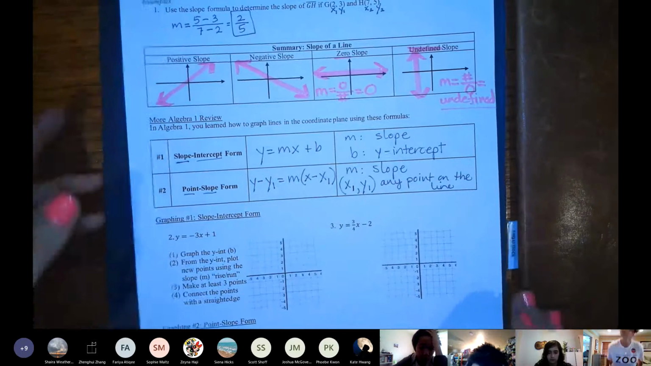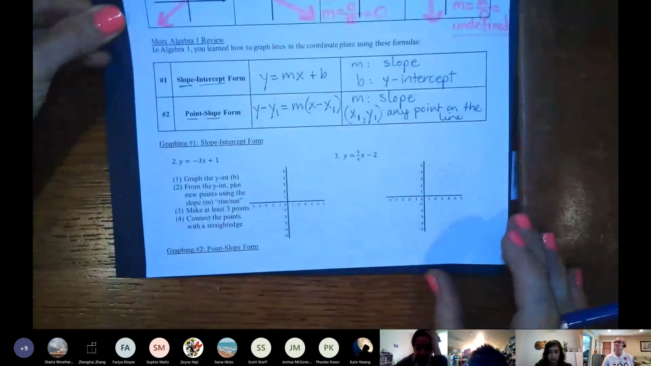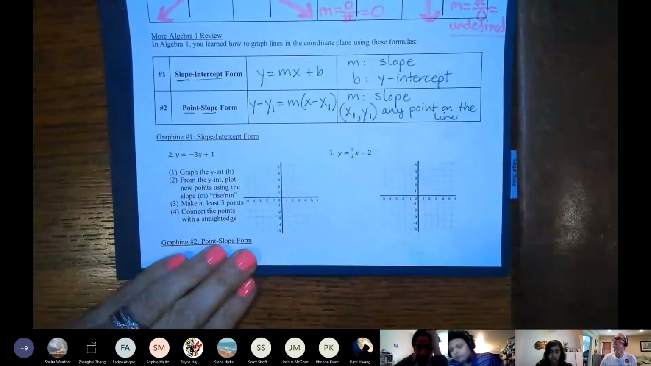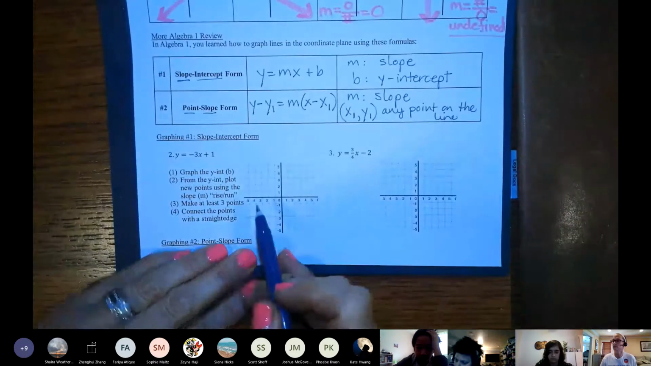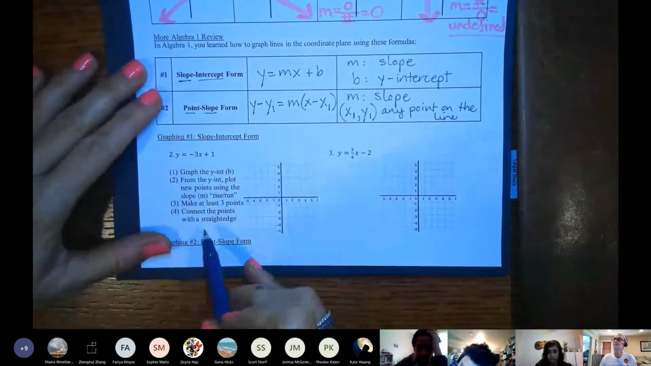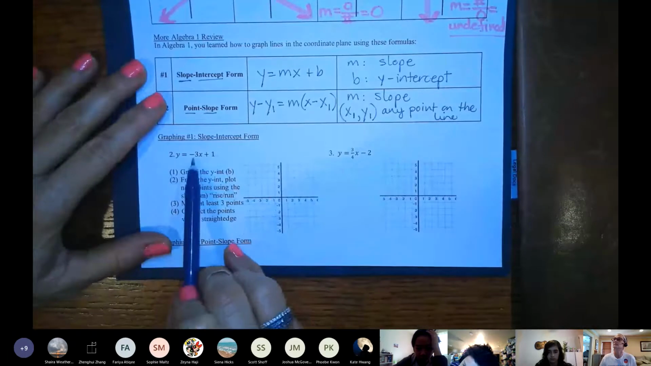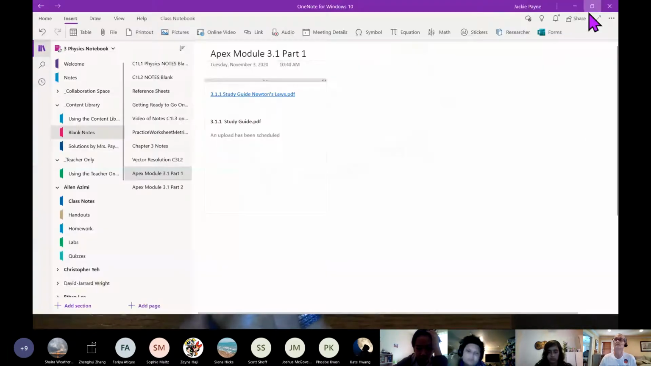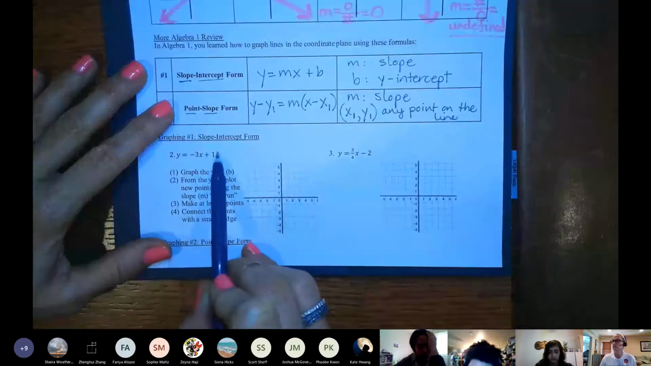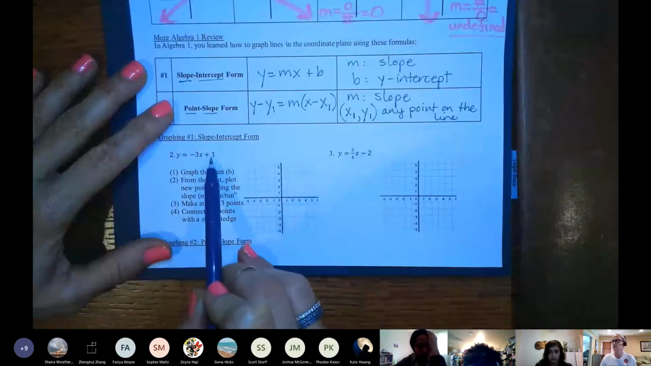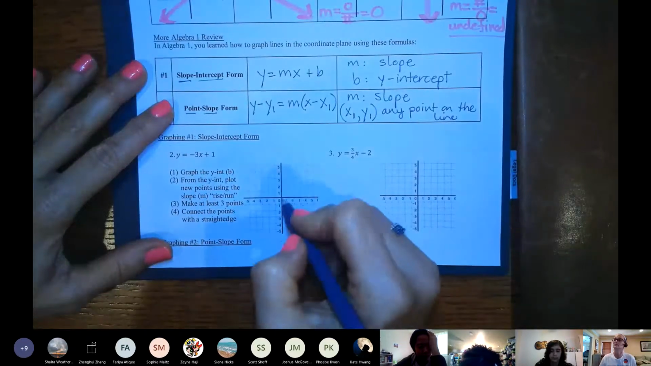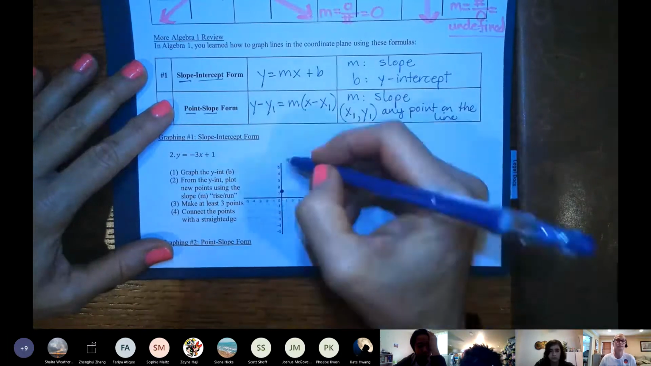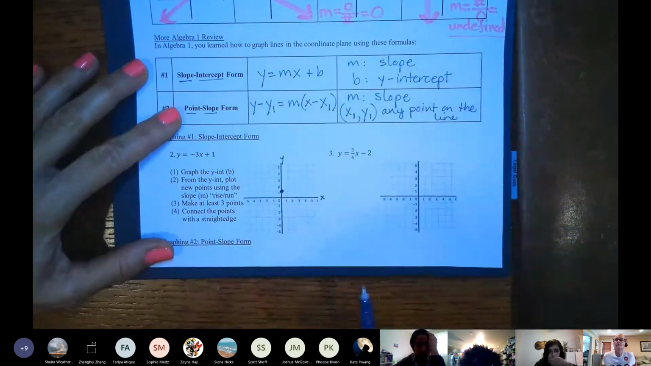So here's what we're going to do. Again, we're going to review just a little bit from algebra. There were a number of different ways you could have learned how to do this. So I'm just going to follow the directions here. This is in slope-intercept form because I can see my slope here and my intercept here. So what you do is you start with the intercept, and that is on the y. So you put a 1 on the y. Remember, this is x and this is y.